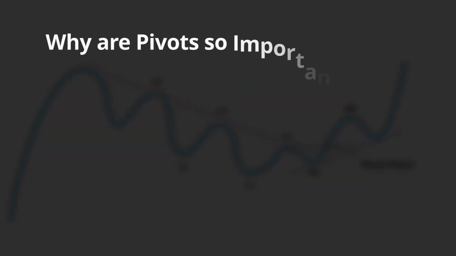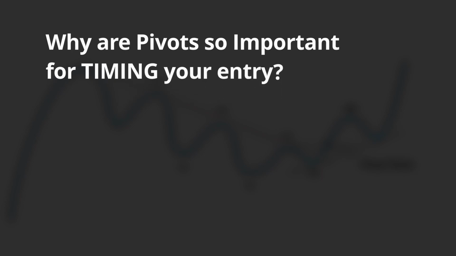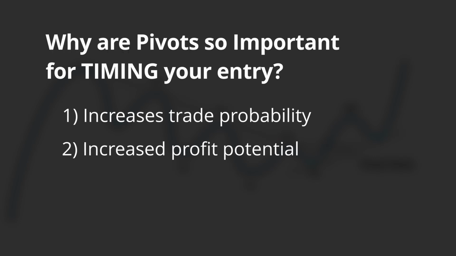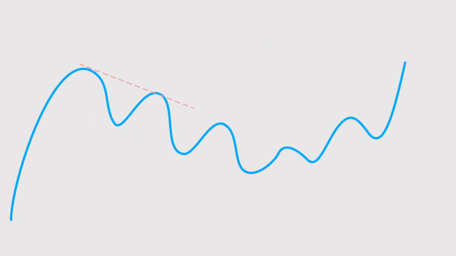So why are pivots so important for timing an entry? There are two main reasons. The first, it increases your trade probability by waiting for a price structure shift. And two, you get in the trade earlier by entering lower in the base, thereby increasing your profit potential. One could even enter at the moment the downtrend line is broken, offering them an even earlier entry point. However, the probability of that trade working is less favorable since we did not confirm a price structure shift yet.